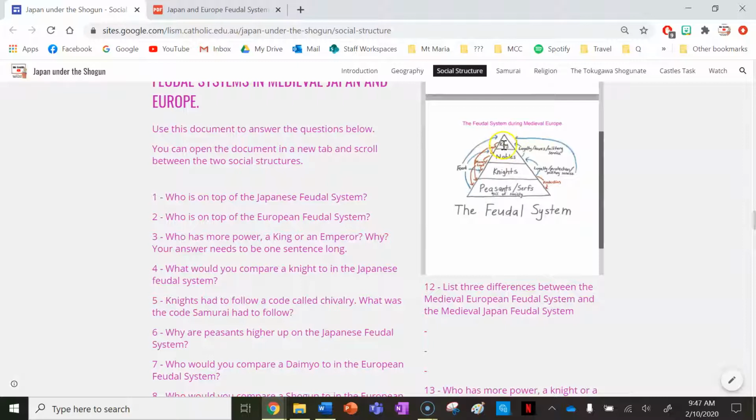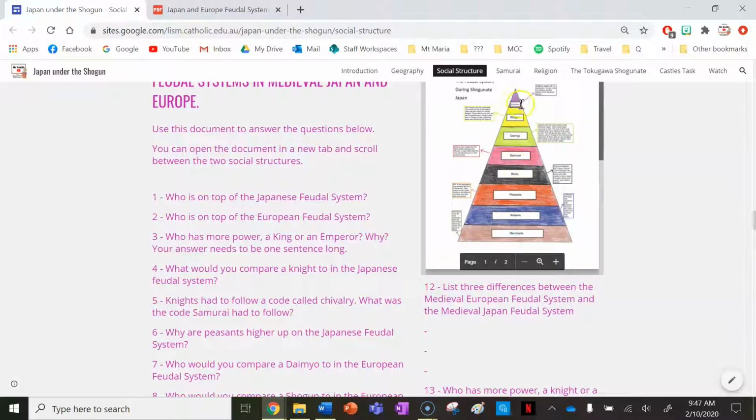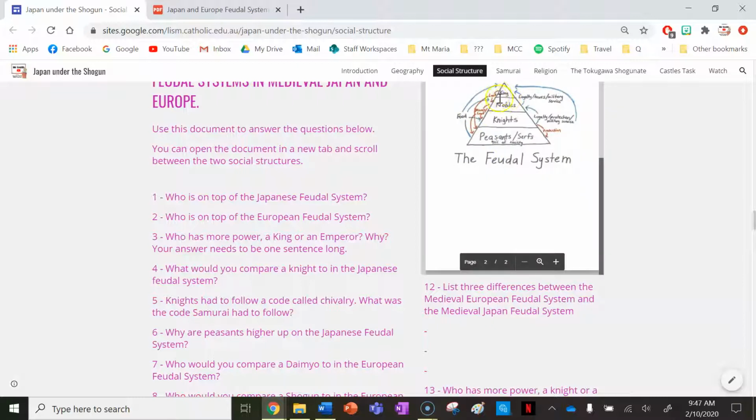I'd say a king definitely has more power, just because an emperor was seen as a distant god figure or a religious leader rather than an actual political leader, whereas a king was seen as a political leader. So I'd say king has more power.